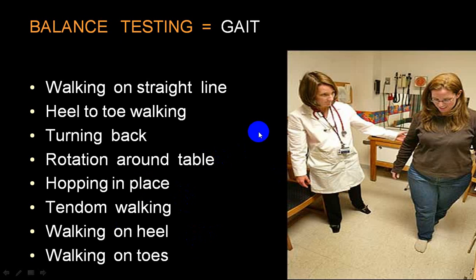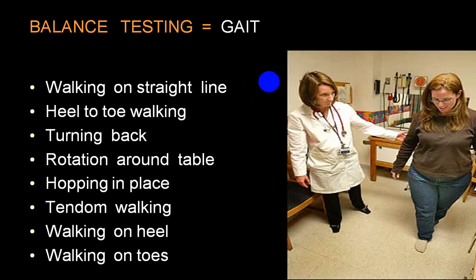So here you can see walking on a straight line, heel to toe walking, turning back, rotation around the table, hopping in place, tandem walking, walking on the heel, walking on the toes. These are all the different techniques which are utilized while observing for the gait.